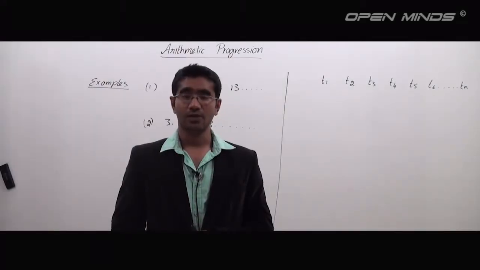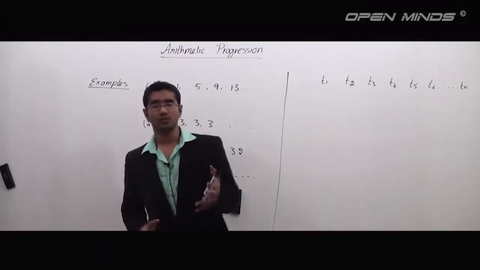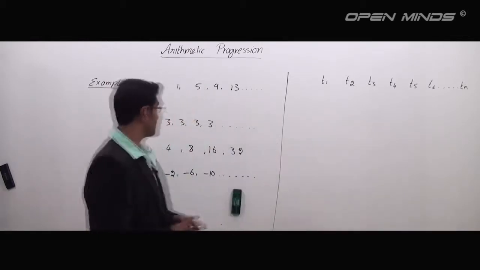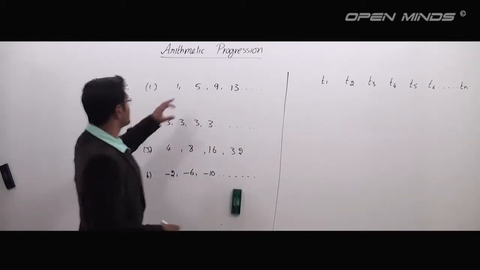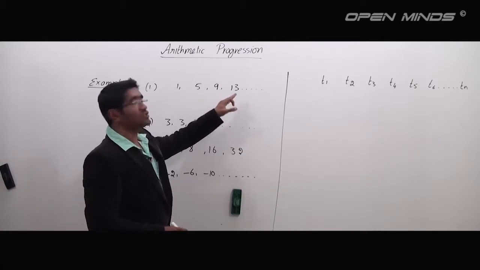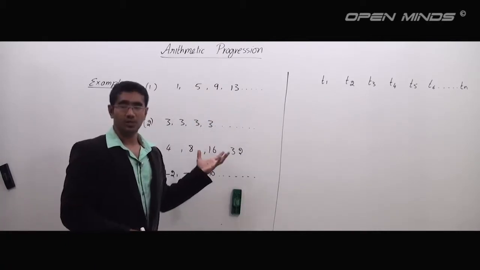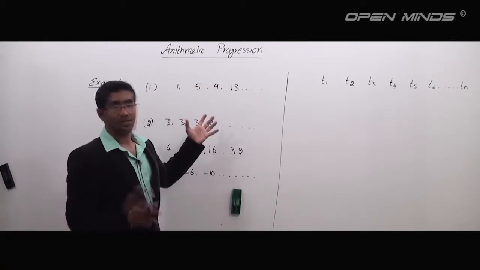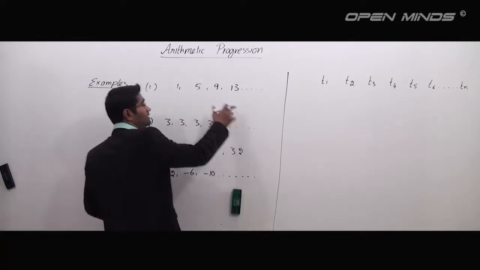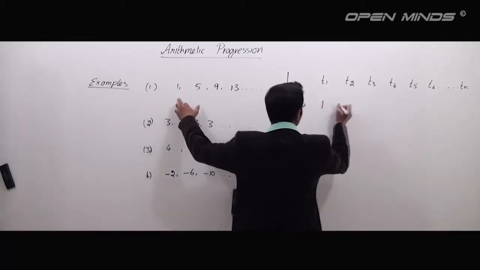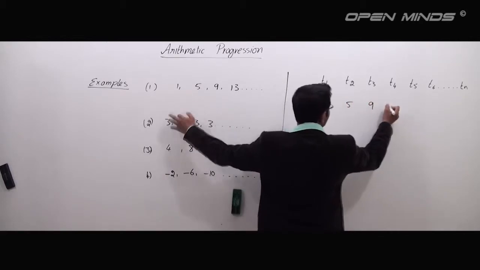Let's try to understand the definition of sequence and the couple of terms which we learned in the previous video with some examples here. The first example says 1, 5, 9, 13. What is the rule according to which these are arranged? Definitely the order is increasing, so I can write 1 here, 5 here, 9 here, and 13 here.